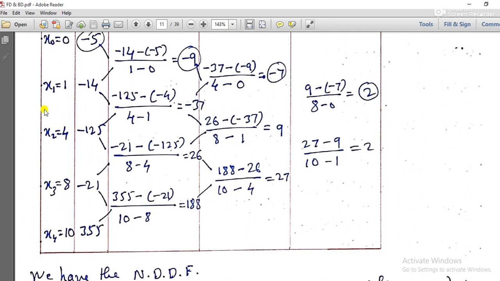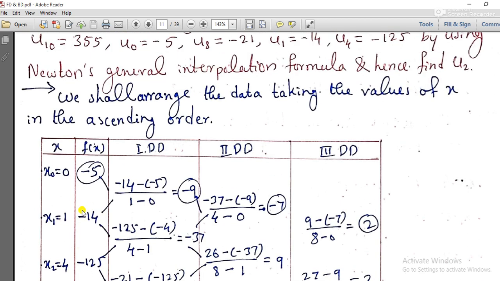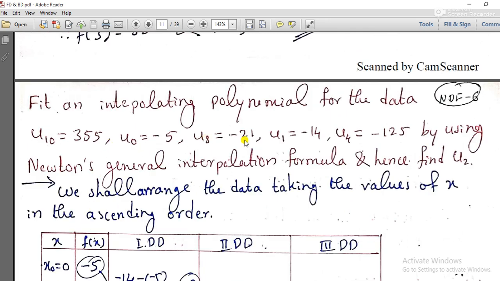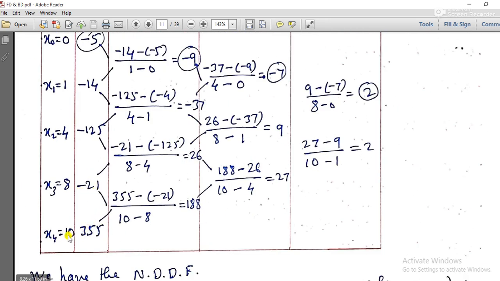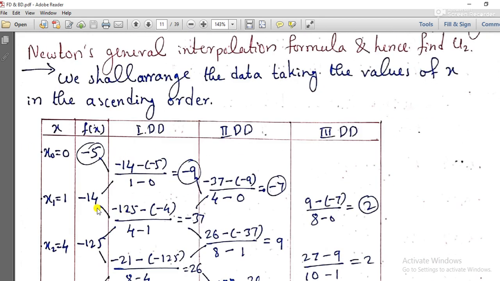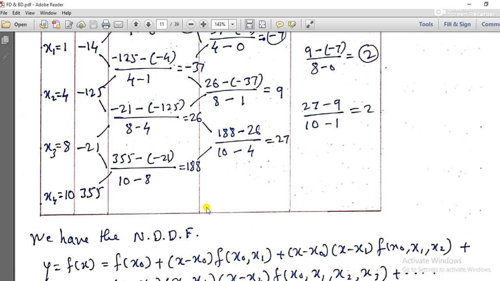Here x0, x1, x2, x3, x4 are these points, with the corresponding u values. For example, u0 is minus 5, and u1 is minus 14. Next u2 is unknown and u3 is not given. Next u4 is minus 125. The next one is u8, which is minus 21, and u10 is 355. So using these values, you can apply a similar method and prepare this table.